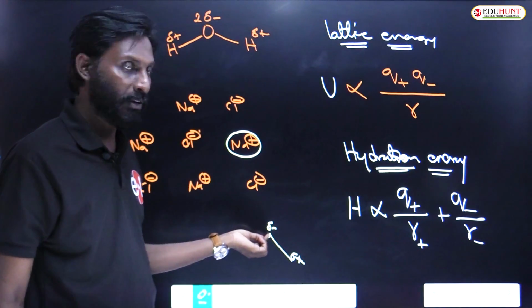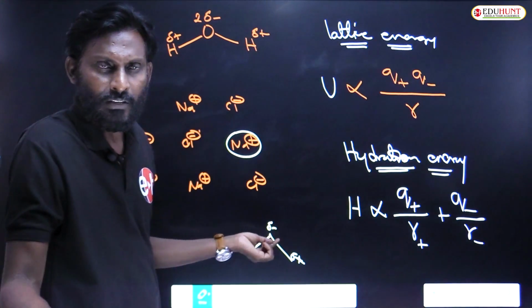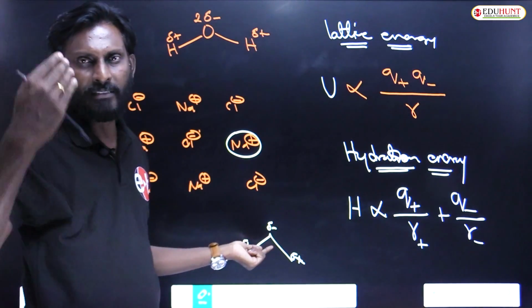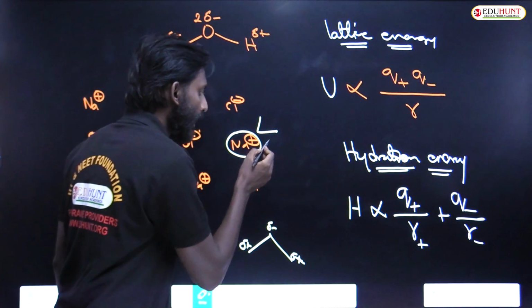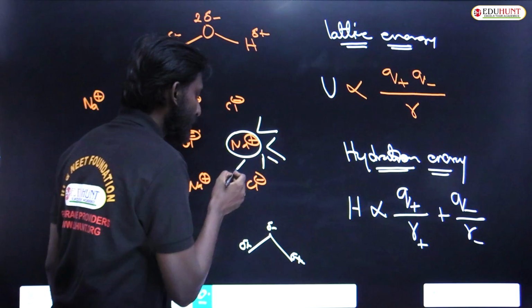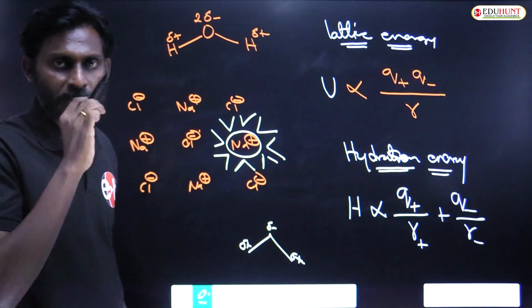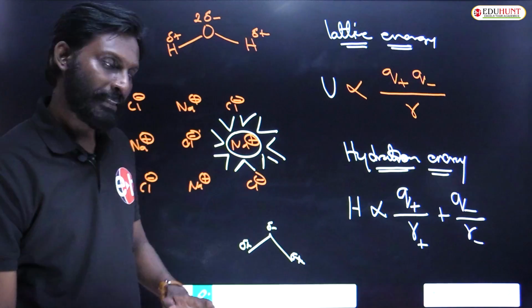Because every water molecule has only a partial negative. This is full positive, and one full positive can attract so many partial negatives. Like this, so many water molecules will surround this Na plus. So many, we don't know how many.